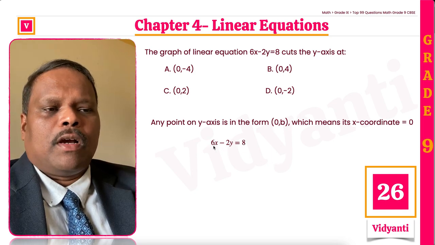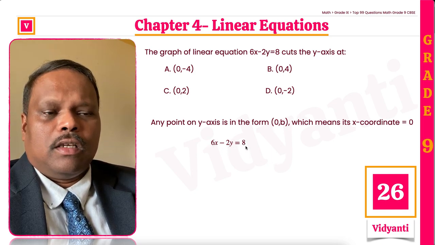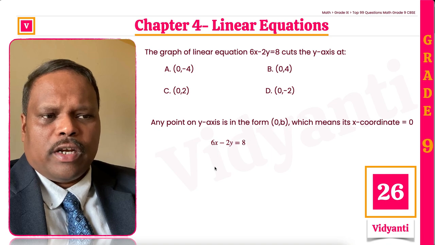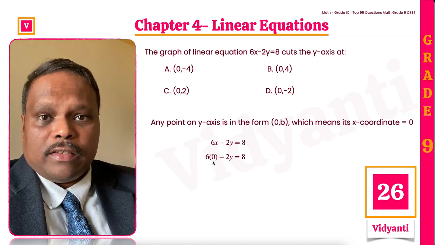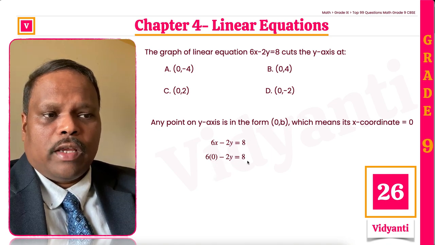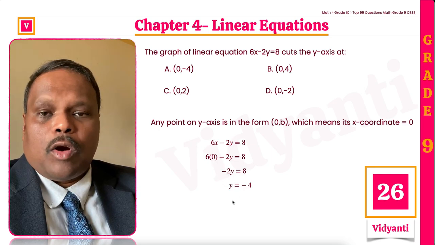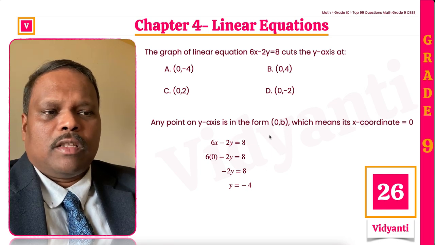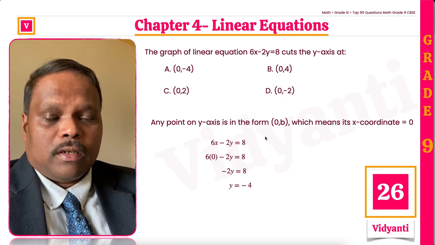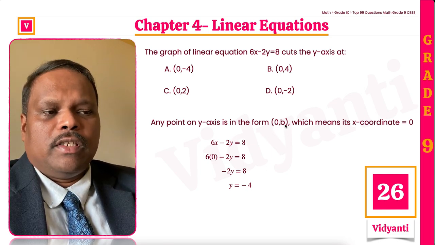Now, 6x minus 2y equal to 8. We know that the x coordinate is 0. We will plug in the value of x as 0. So, 6 times 0 minus 2y equal to 8. Eliminate this 0, we will get minus 2y equal to 8, and then y will come out to be negative 4. So the point in consideration will be (0, -4).